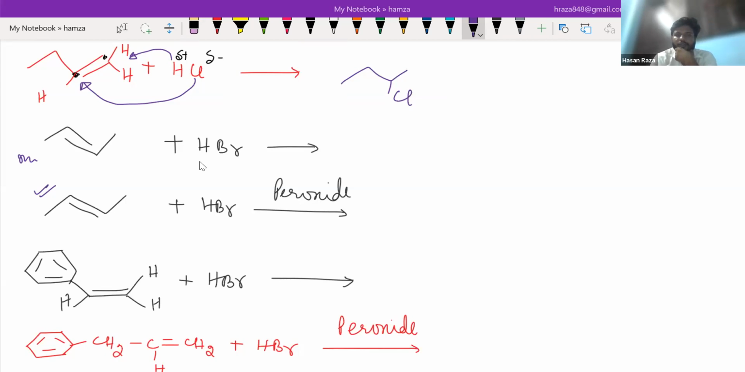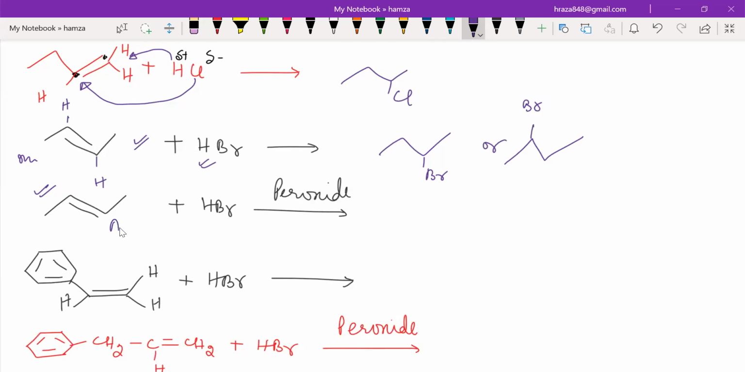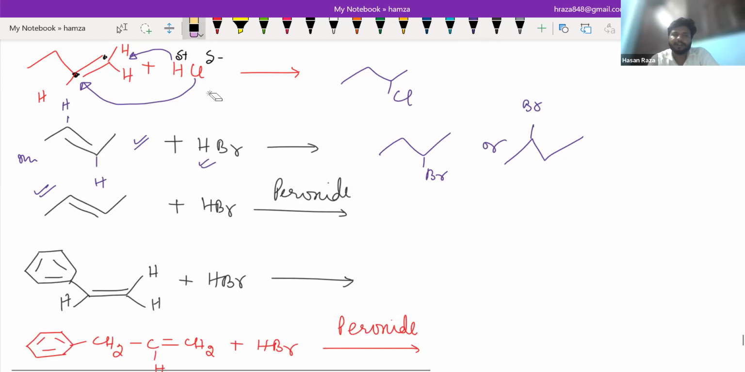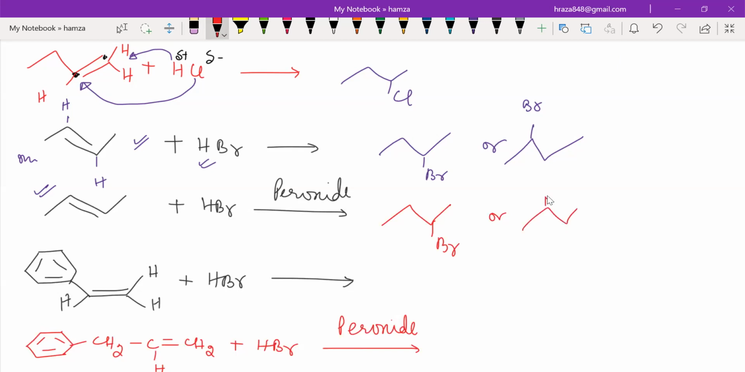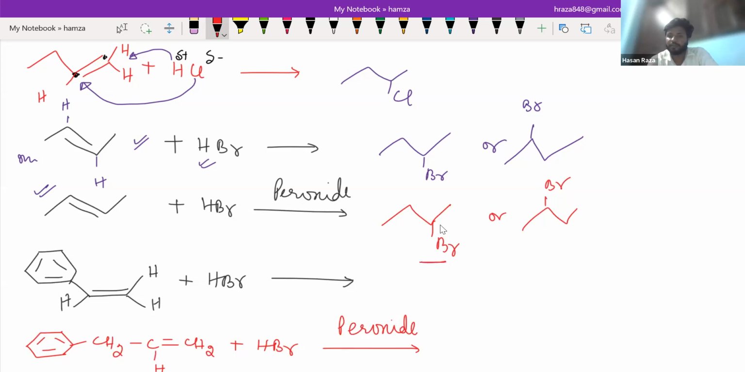You can see this is also Markovnikov. So you can write here, or you can write here. Both will be the same because the number of hydrogens on both carbons along the double bond is the same. That's why this is a symmetrical alkene. Now see, this is peroxide. That means anti-Markovnikov. But you can see this is symmetrical. It won't affect. So you can write anywhere. Are you getting my point? So 2-bromobutane, not bromobutane. This is 2-bromobutane.